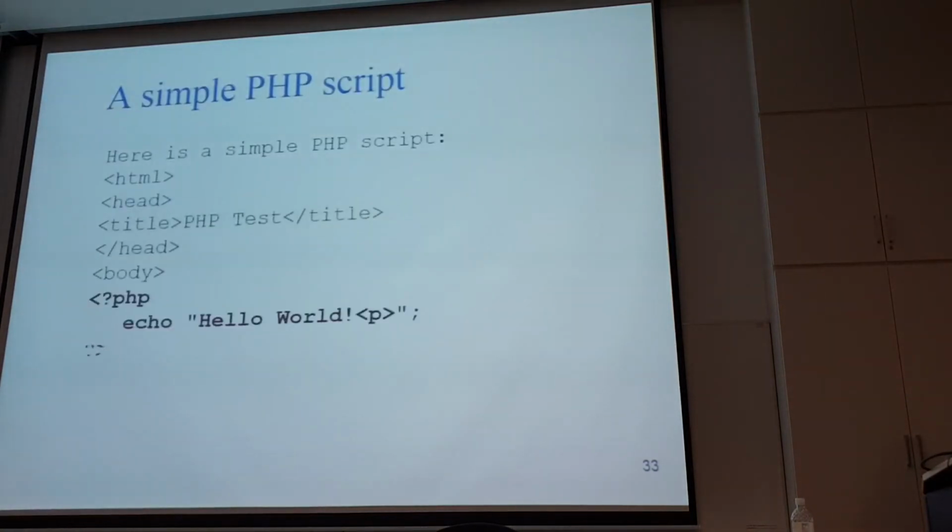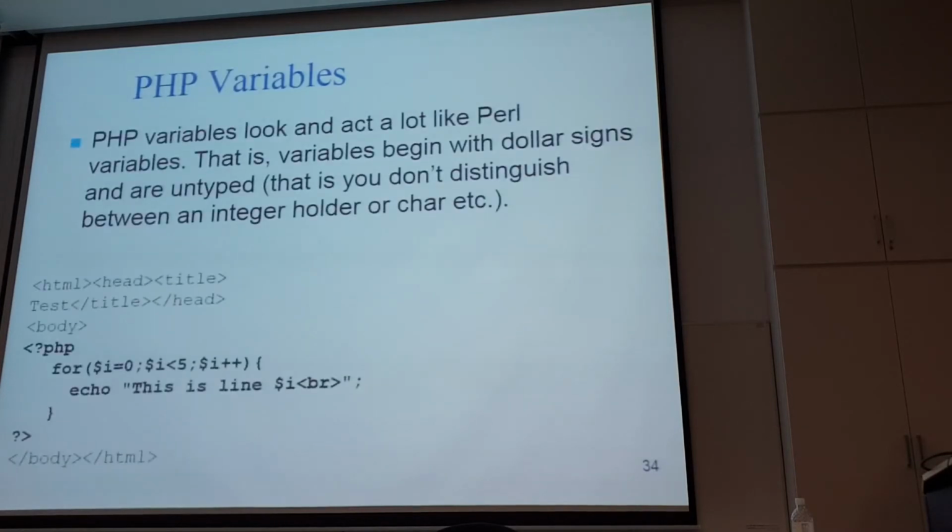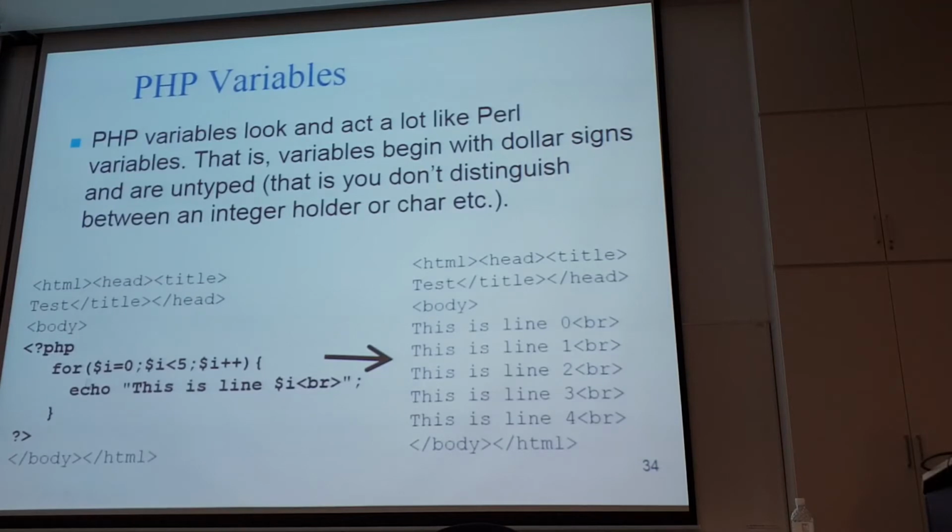So this is a very simple PHP script. Essentially, it will just print the sentence hello world on the web page. This is another one. If you use a for loop here, then when you visit this page, PHP will generate a page like this. So basically the content here will be generated by PHP and sent to the user.